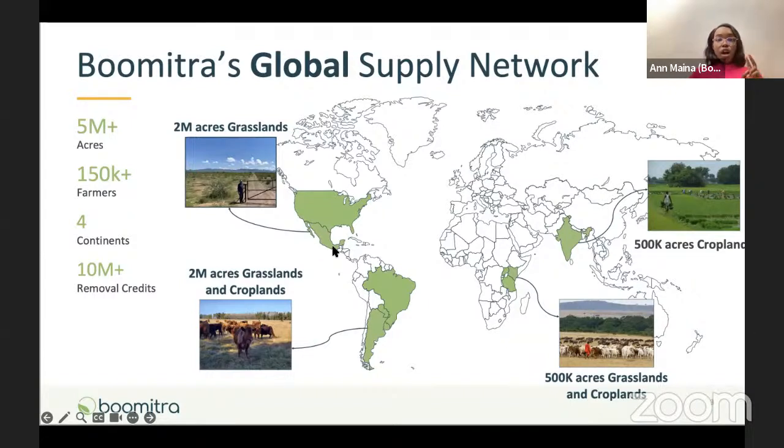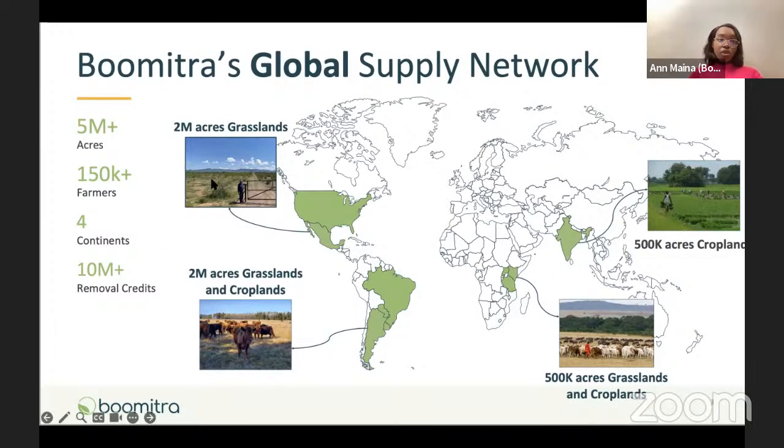For Bumitra, we have two types of projects: croplands projects and grasslands projects. Croplands projects revolve around farmers and helping them adopt the improved agricultural practices I mentioned previously, and this helps them increase their soil organic carbon. Our second project type, grasslands, revolves around adopting better grazing management practices so that you can conserve the soil carbon in the lands that we have.